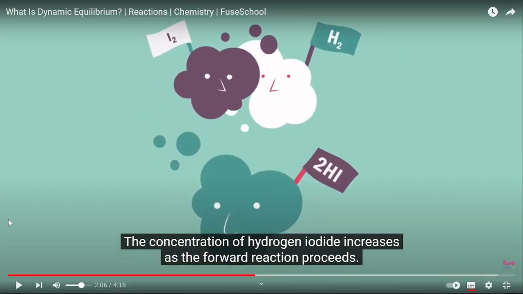Is that making sense? You start with all reactants. And then as the reactants get used up, you start making more products. So the reactant concentrations go down and the product concentrations go up.